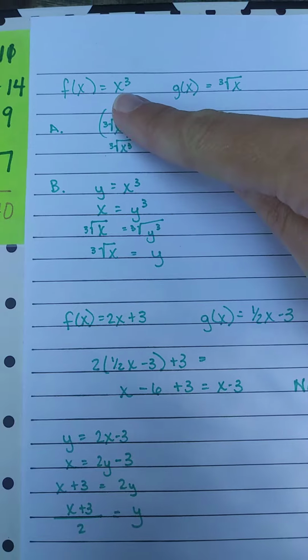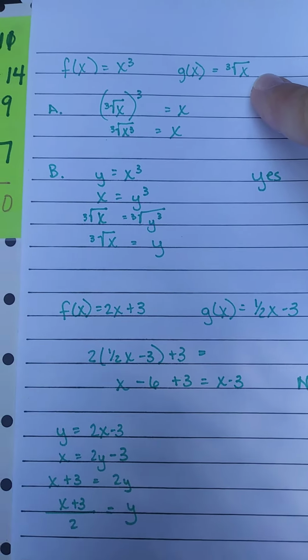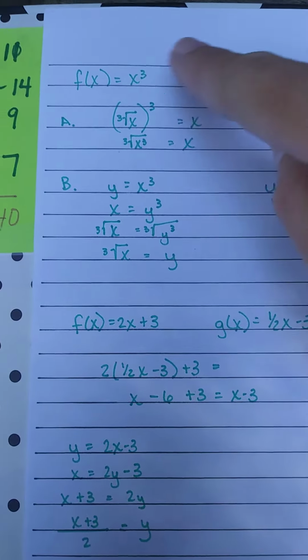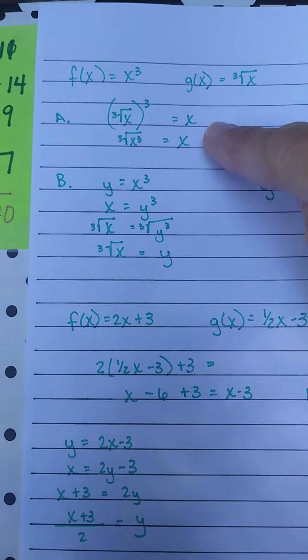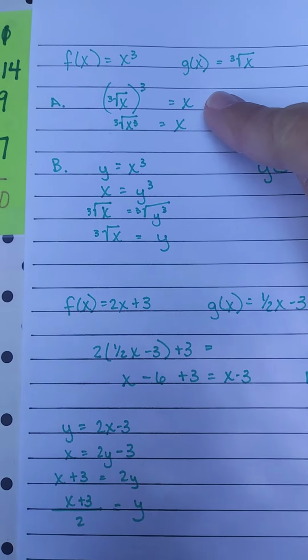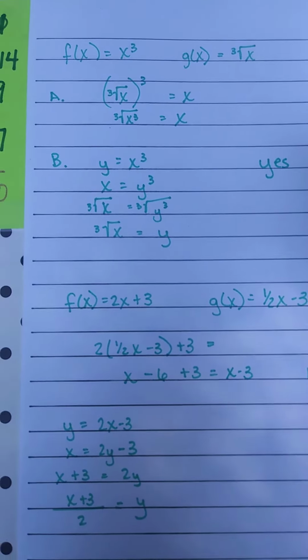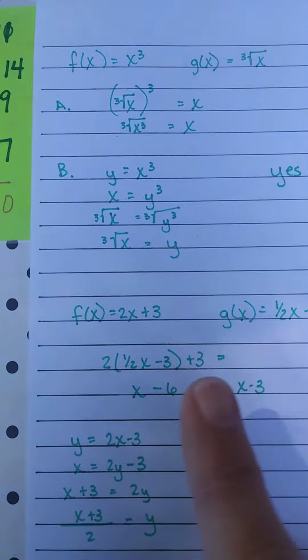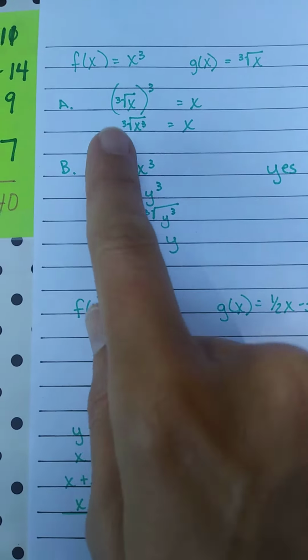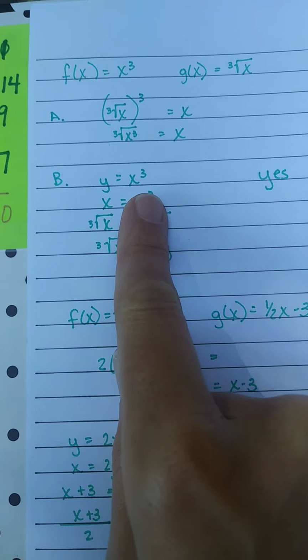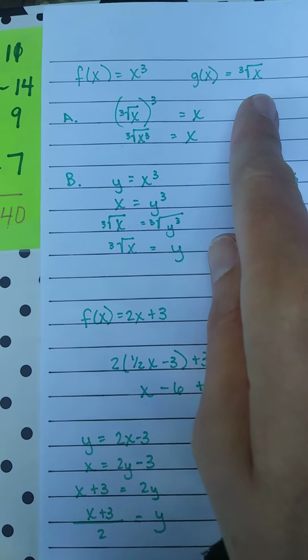So I plugged x to the third into here, and it became this one. And then you plug this one into that one, and you see if you get x both times. So if you plug them into each other and get x when you simplify, then yes, they are inverses. Your other option is to pick one, and I just picked the first one. Pick one and find its inverse and see if it's that.